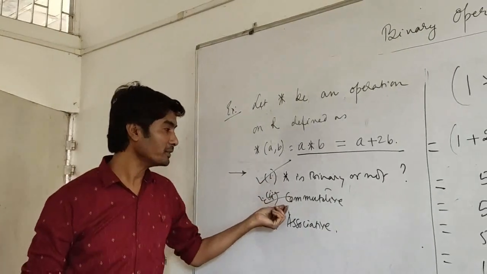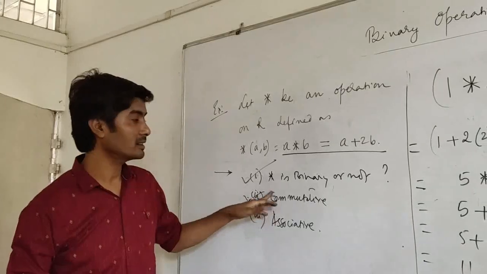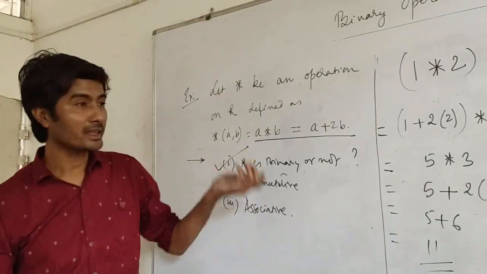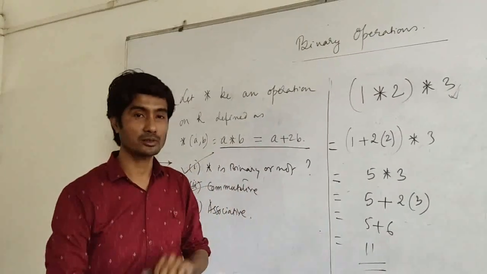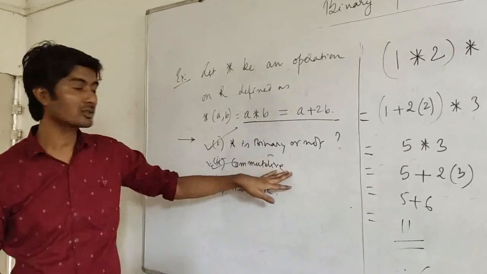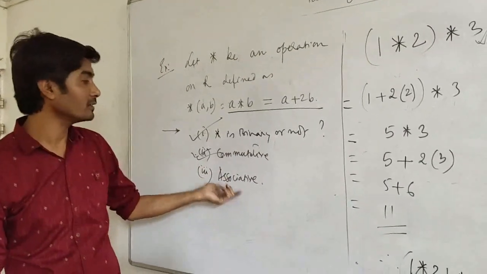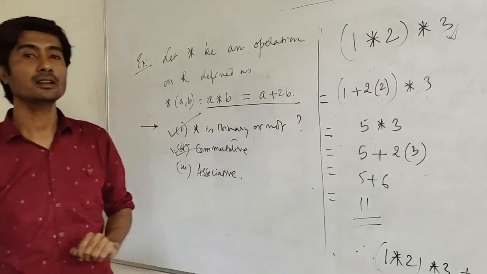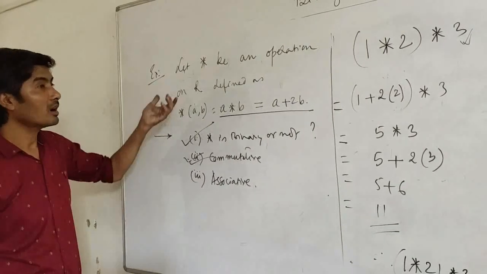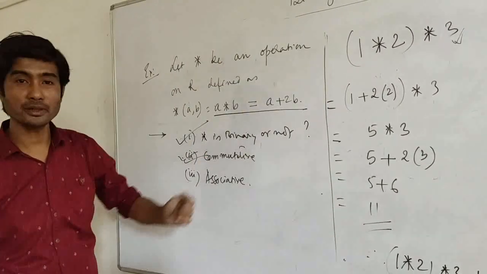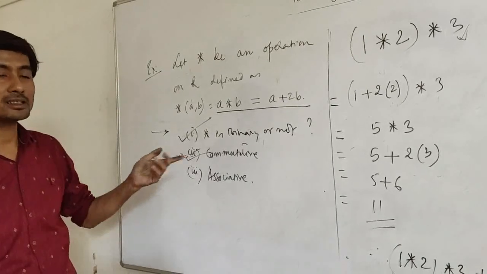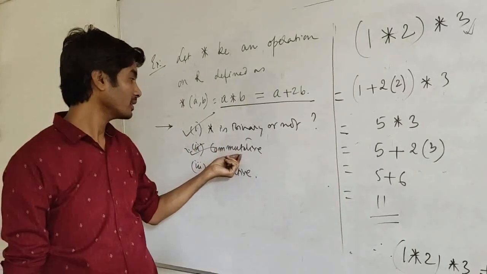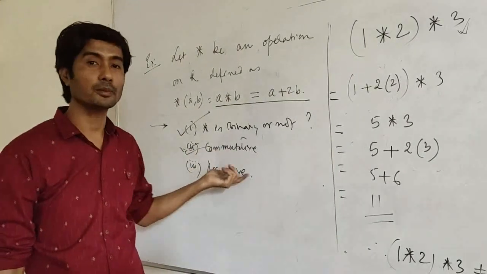For the second part, we have verified that star does not satisfy the requirement for commutative property by taking an example, or by taking A and B also, right? So star is not commutative here, and in the last part we have verified that star is not associative too. Star is not associative. So this is all about your binary operation. You can verify whether star is binary or not. You can verify whether star satisfies commutative property or not, or star satisfies associative property or not.